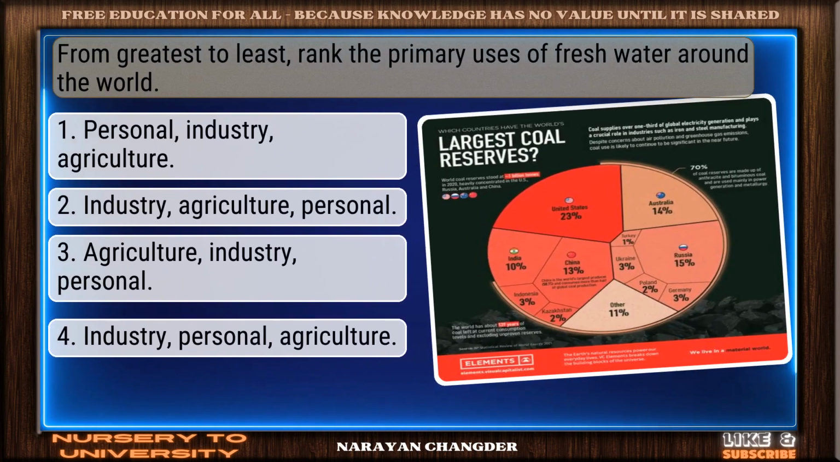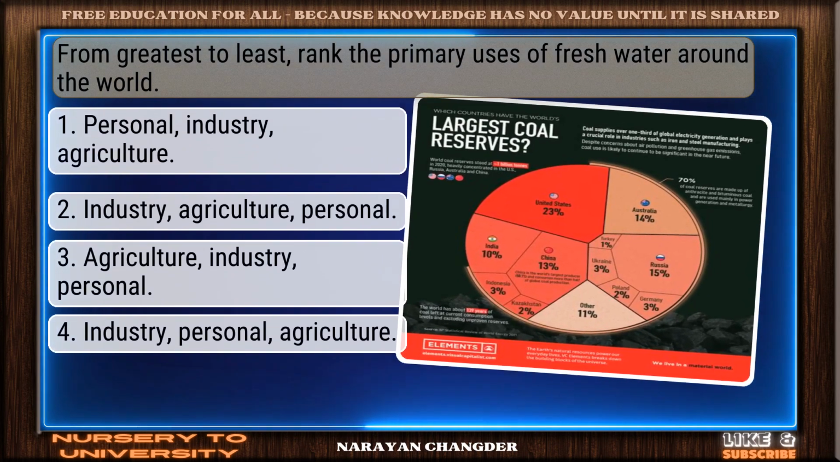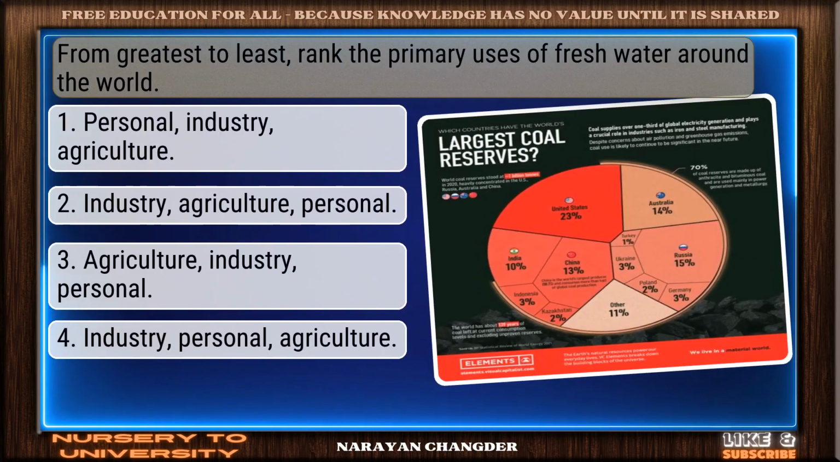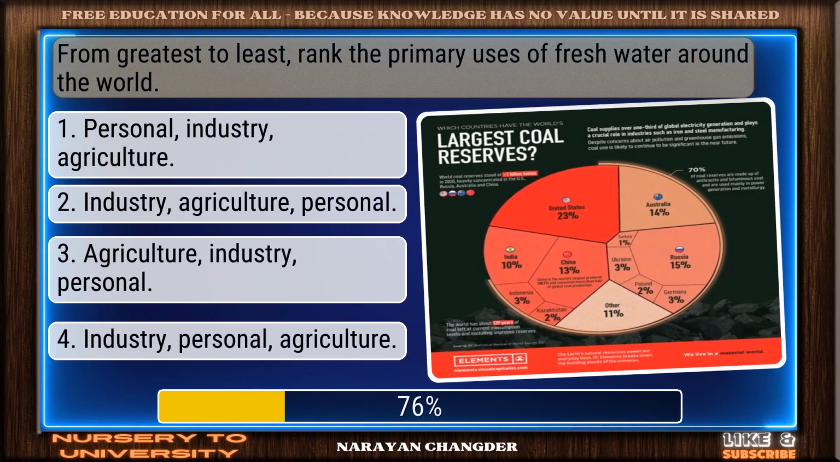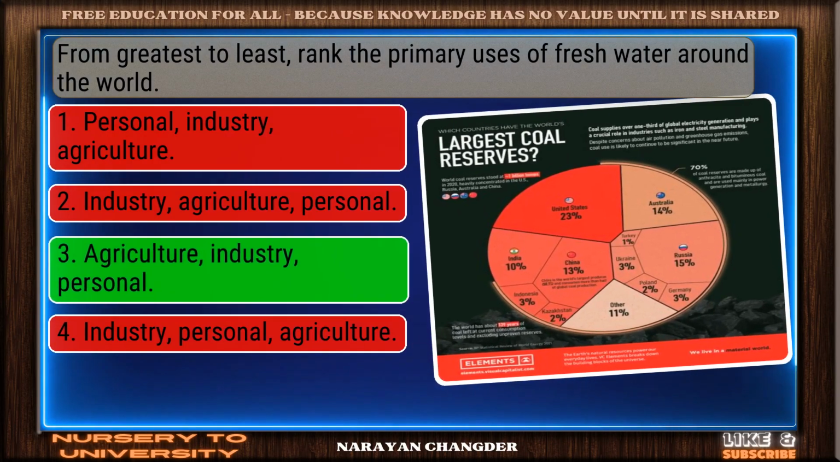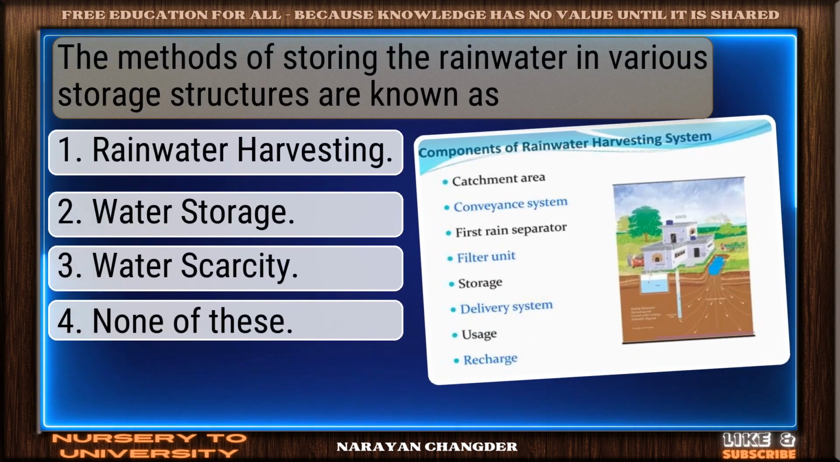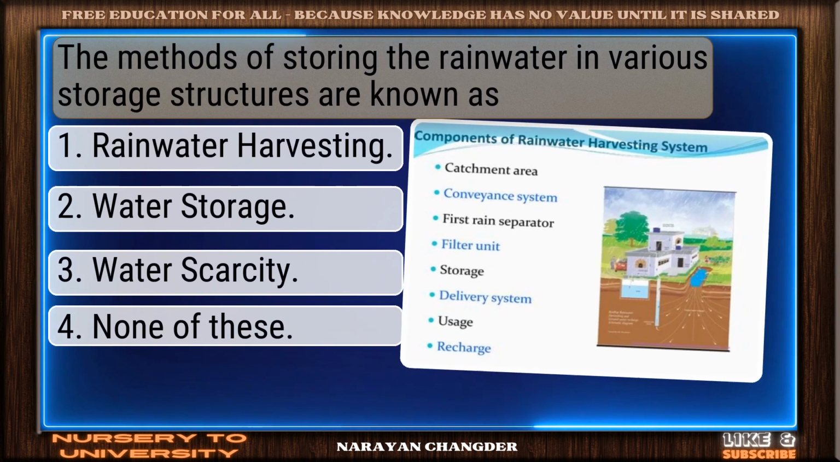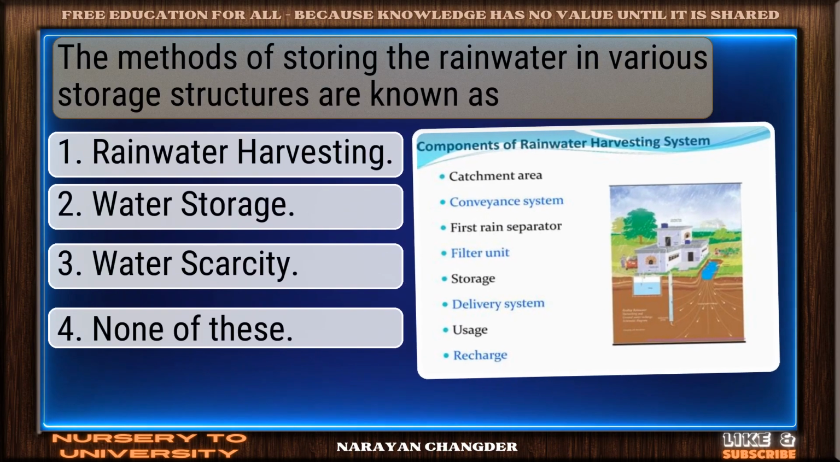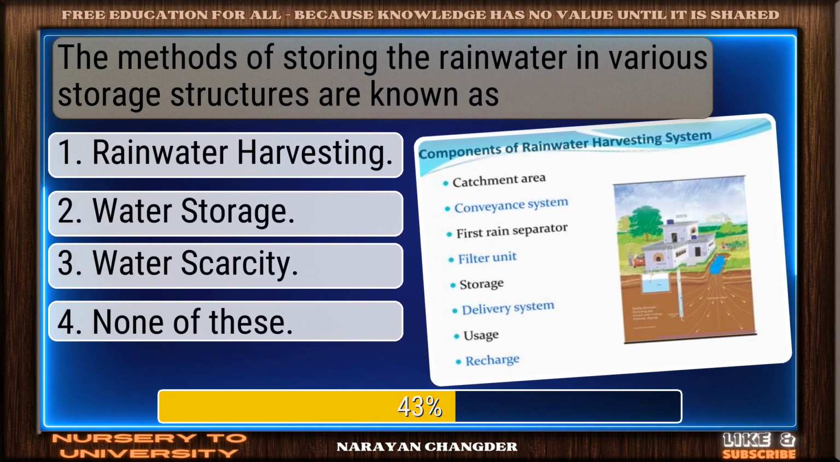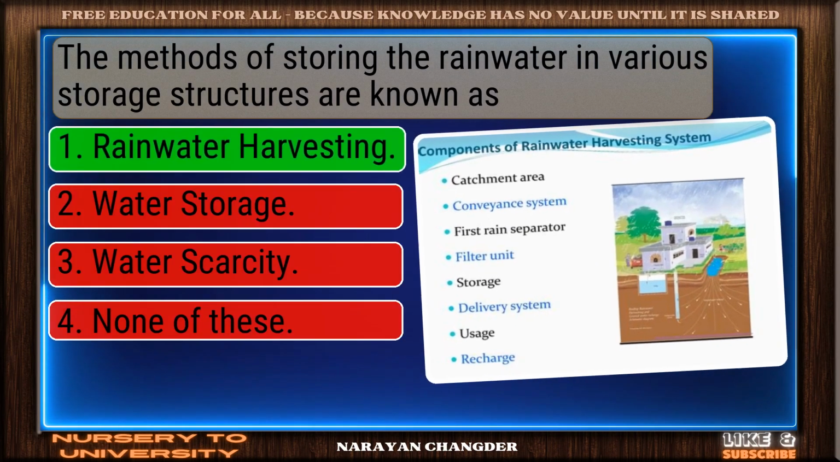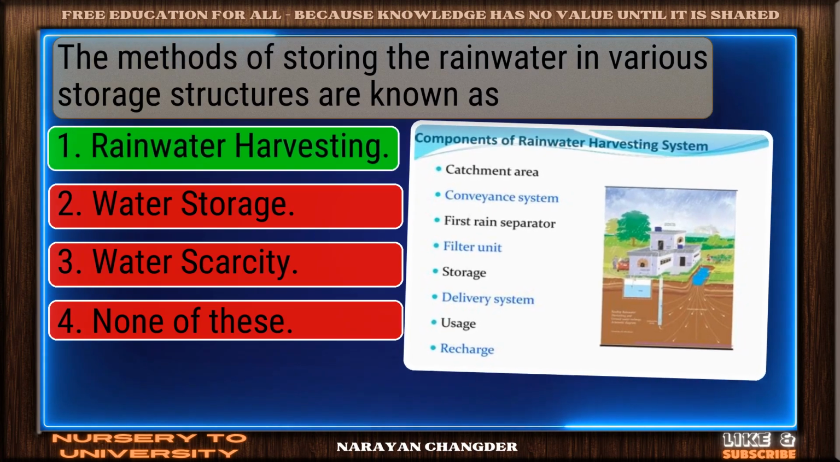From greatest to least, rank the primary uses of fresh water around the world. Right choice. Agriculture, industry, personal is best. The methods of storing rainwater in various storage structures are known as... Correct. Rainwater harvesting is spot on.